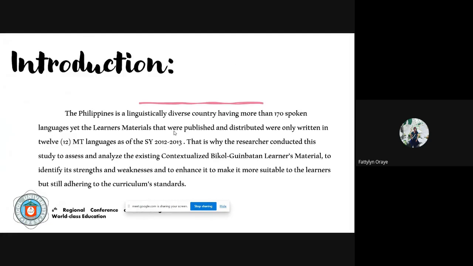The Philippines is a linguistically diverse country having more than 170 spoken languages. Yet the learner's materials that were published and distributed were only written in 12 mother tongue languages as of school year 2012-2013 and still being used as of today. That is why the researcher conducted a study to assess and analyze the existing contextualized Bikol Guinobatan learner's material to identify its strengths and weaknesses, and to enhance it to make it more suitable to the learners but still adhering to the curriculum standards.